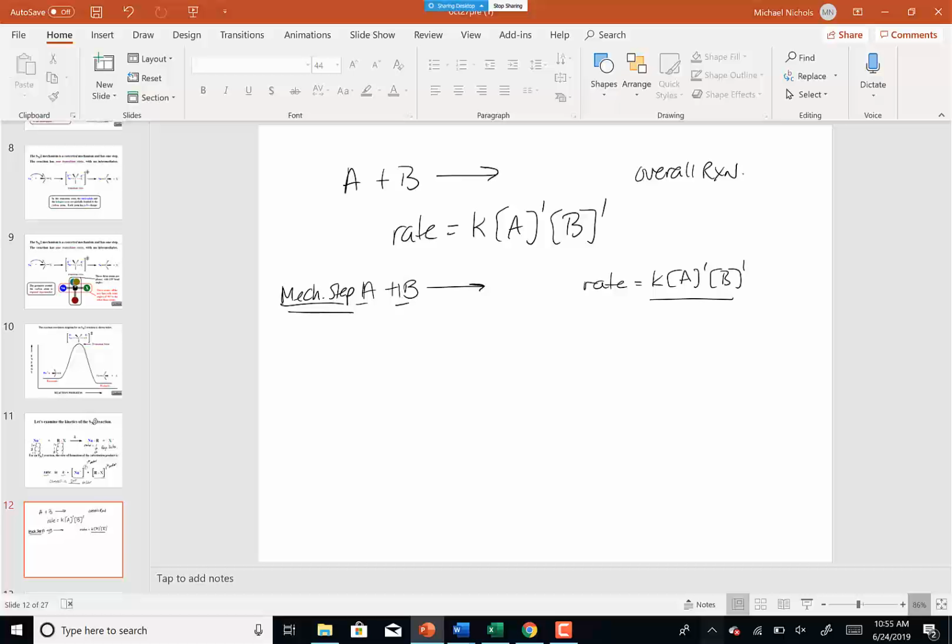And so now these ones actually represent molecules. So one molecule of A reacts with one molecule of B. If that's a true mechanistic step, then its rate would be k times A to the first, B to the first, and one molecule of A would react with one molecule of B.